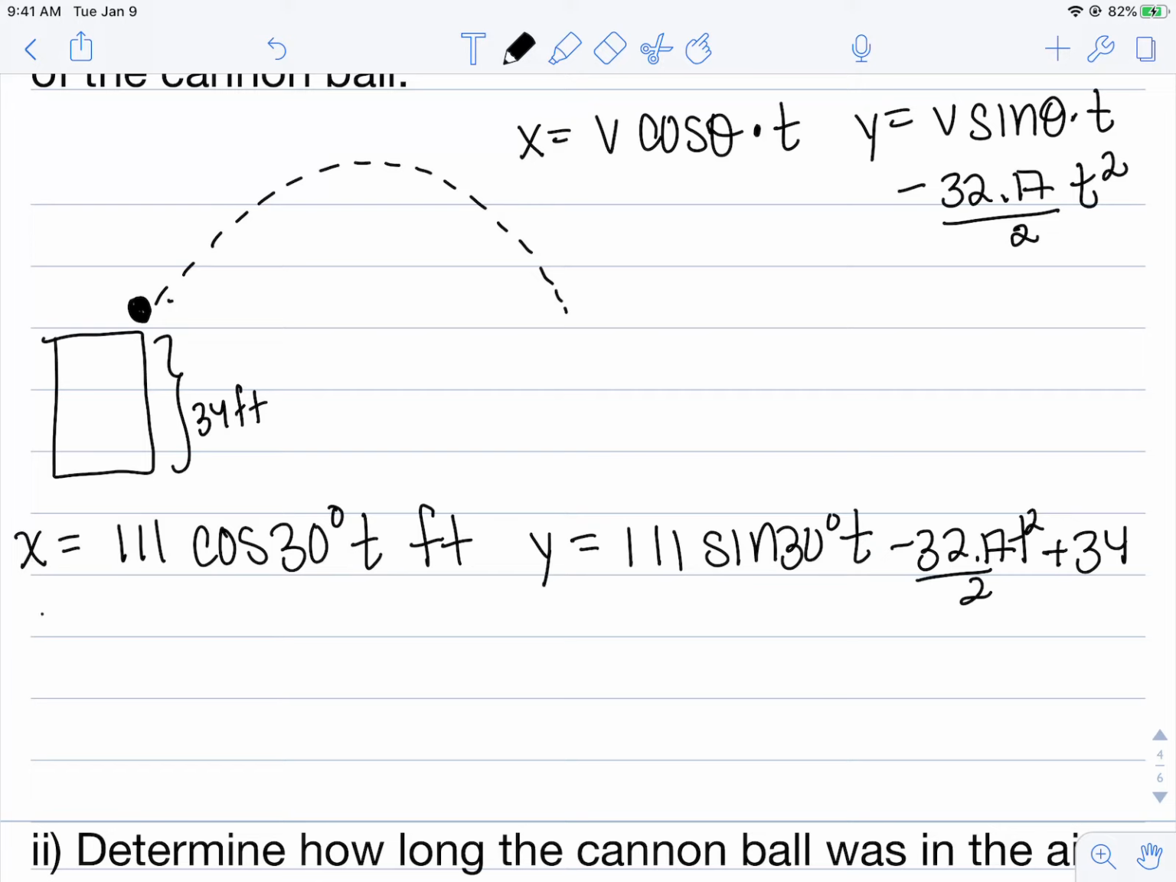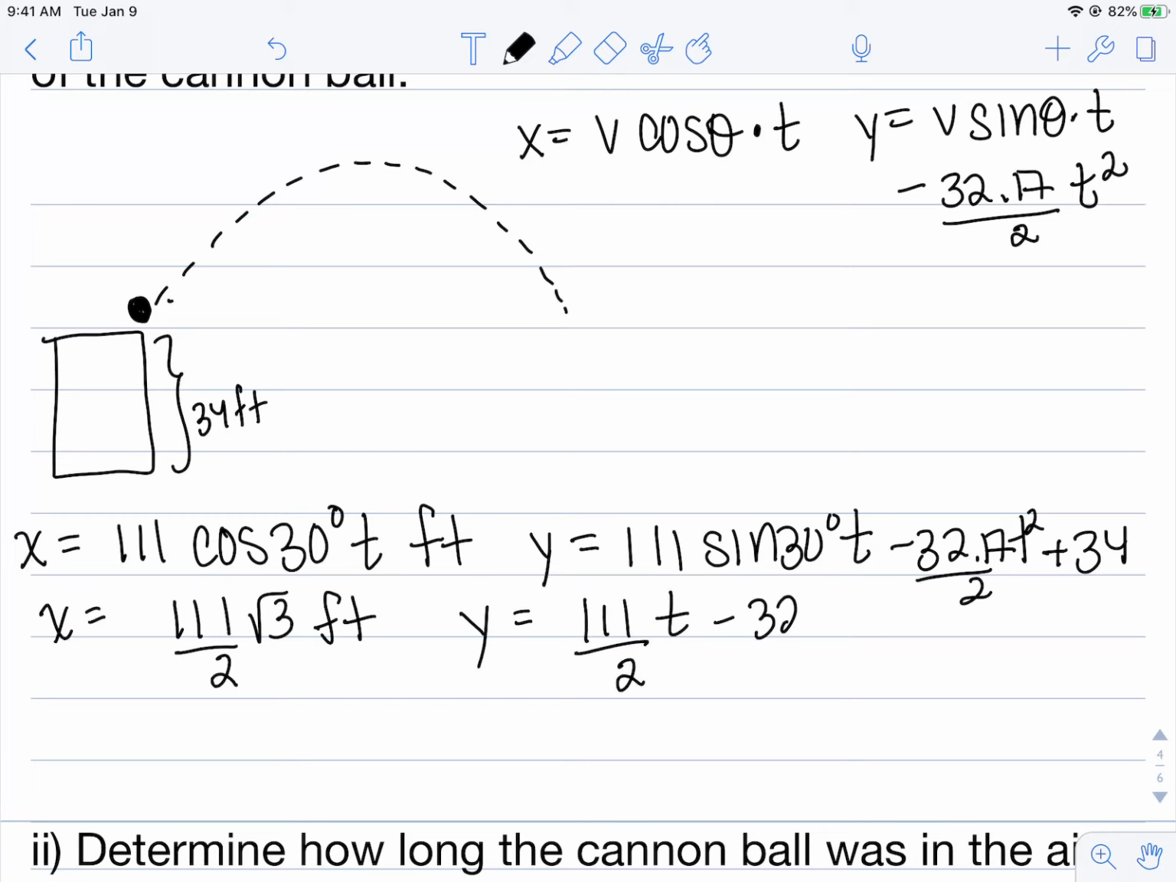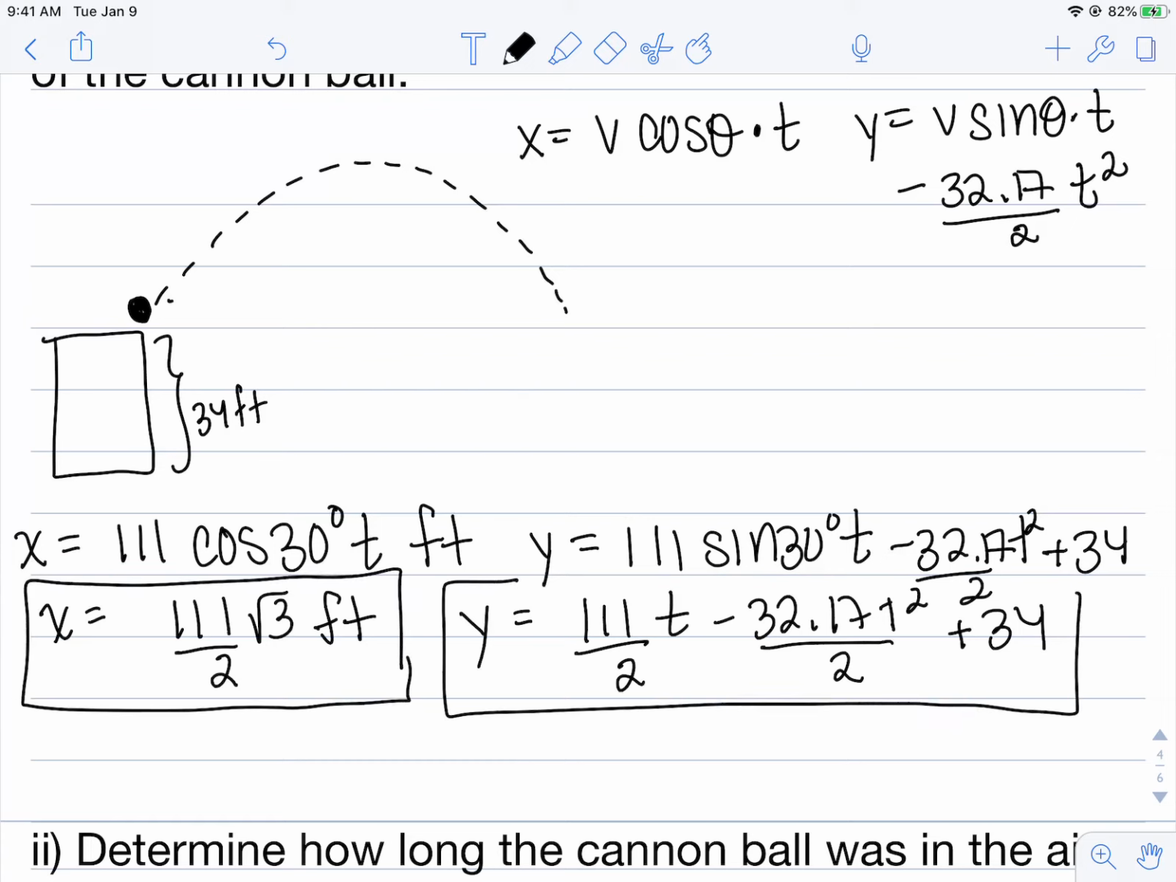So then let's simplify. X equals 111 cosine of 30 degrees, which is root 3 over 2, feet. Y equals 111 over 2 t minus 32.17 t squared over 2 plus 34. Now we have a set of parametric equations for the path of this cannonball.